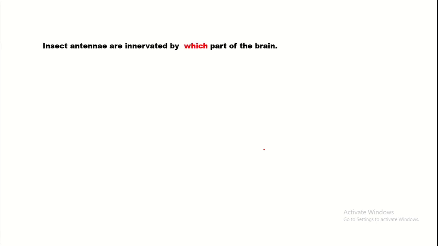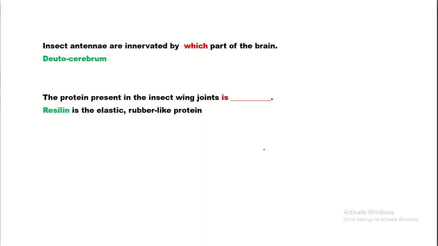Insect antennae are innervated by which part of the brain? That is the deutocerebrum. The protein present in the insect wing joint is resilin, an elastic and rubber-like protein. The true suture of the insect head is the post-occipital suture.